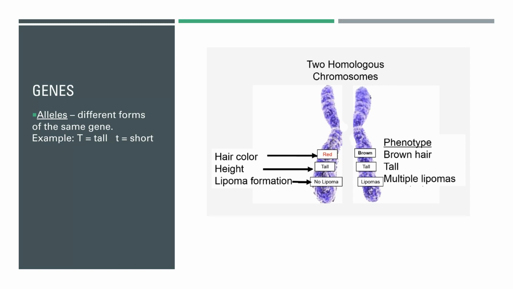Hair color is the gene. You may have a brown allele or a red allele. Your height, you might get two alleles for tall. You might have a tall allele from your dad that you inherited and a tall allele from mom. And we have other particular situations like this lipoma formation, which is lipids in the body, and that could be another trait as well, but you can see there are two different alleles in this person's case. But keep in mind that alleles are different forms of the same gene.